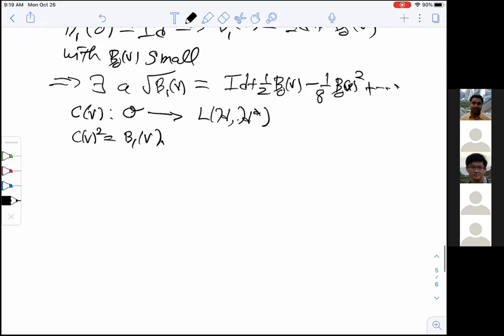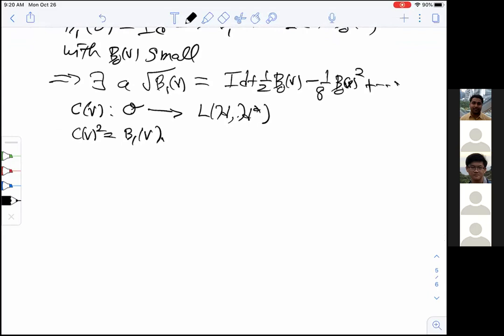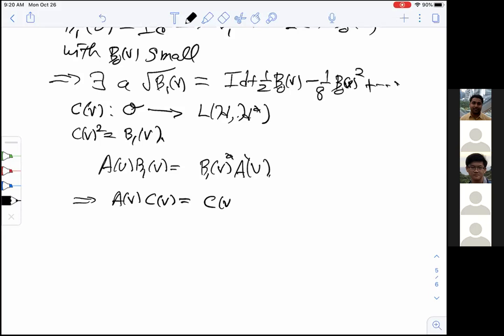All right. Now, since we had these equations, A of V, B1 of V equaled B1 of V, B1 star of V, A of V, and because C is given by a power series in B, this equation also holds for C. So A of V, C of V, equals C of V star A of V.